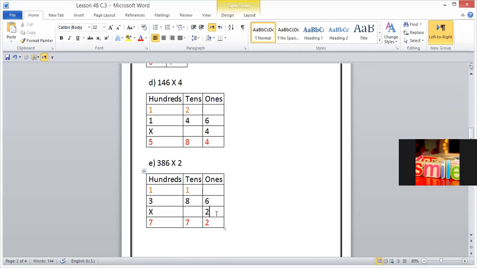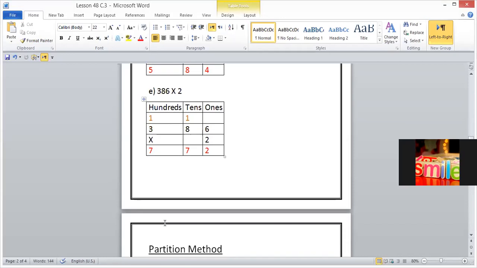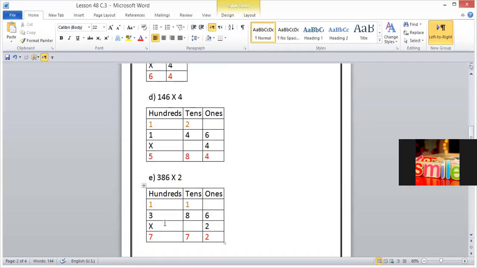386 by 2: 6 by 2 is 12, 2 here, 1 regroup. 2 by 8 is 16, plus 1 is 17, 7 here, 1 you regroup. Then 2 by 3 is 6, 6 plus 1 is 7. This is how you completed simple multiplication.